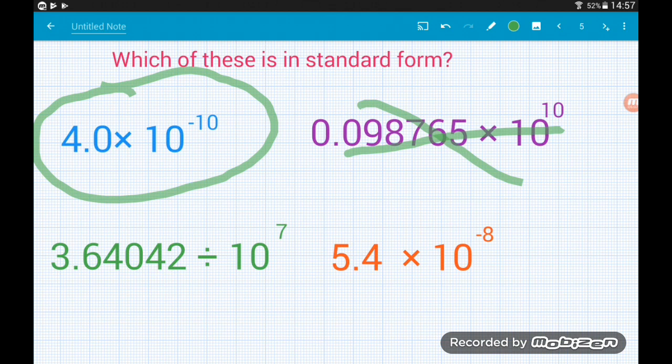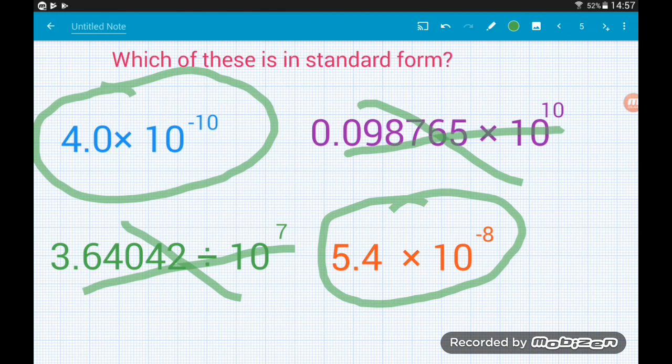3.64042 divided by 10 to the power of 7. Well, we've got a single non-zero digit before the decimal point. That's good. But then we're dividing by 10 to the power of 7. Standard form is always multiplying by 10. So that's not in standard form. Now what about 5.4 times 10 to the minus 8? We've got a single non-zero digit before the decimal point. That's good. We're also multiplying by 10, and it's to a whole power, minus 8. So yes, indeed, this guy is in standard form.